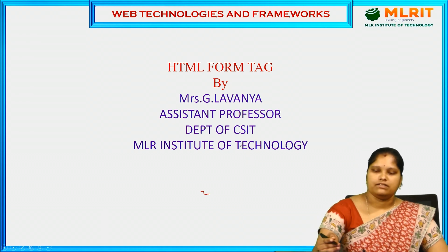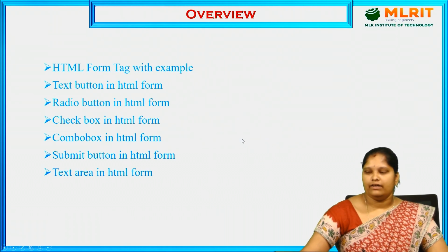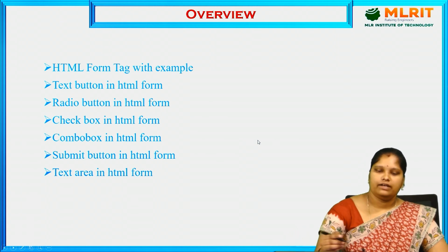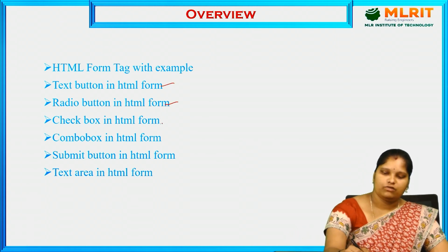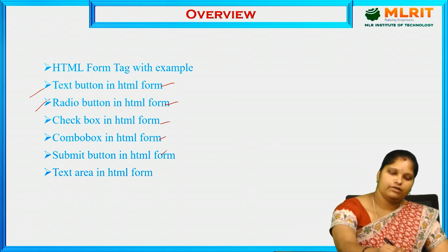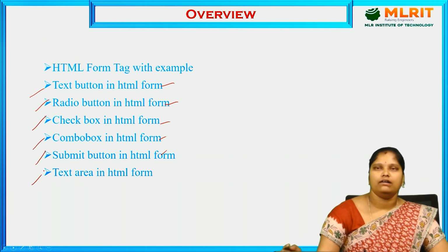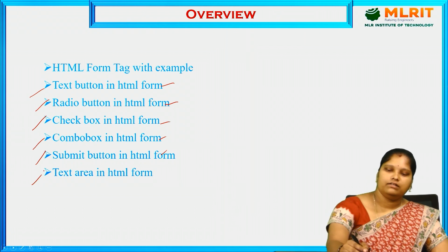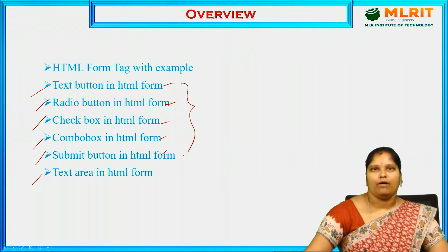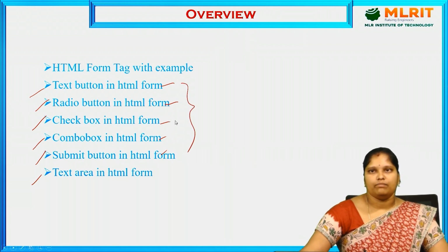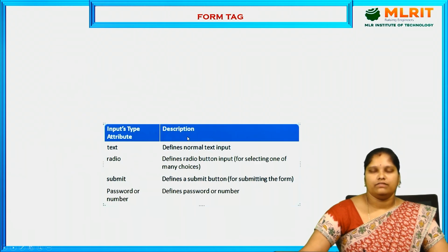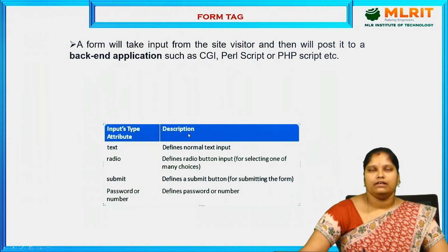Today we will discuss the form tag and the elements of form tags. These are the elements of form tags: text boxes, radio buttons, check boxes, combo boxes, submit buttons, and text area. These are all the elements in the form, and also examples. And first, what is a form tag?